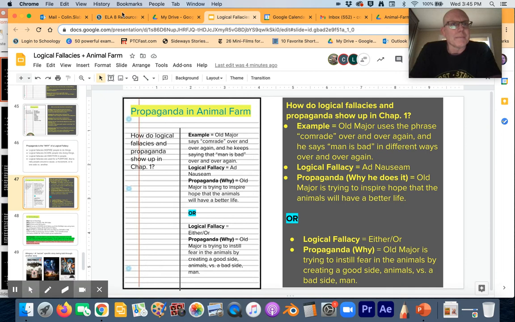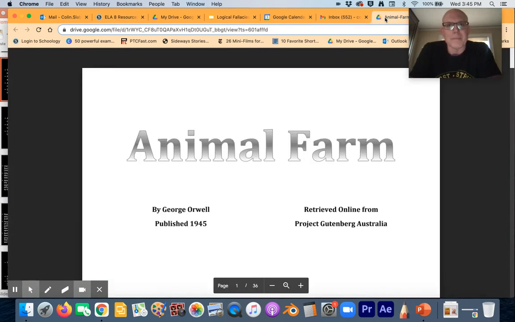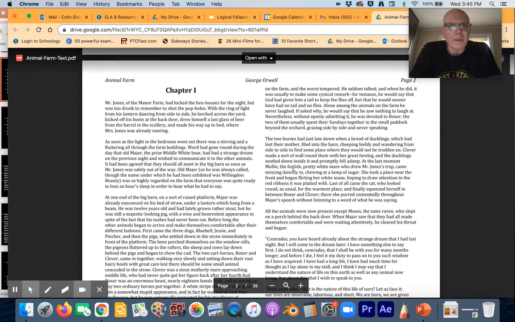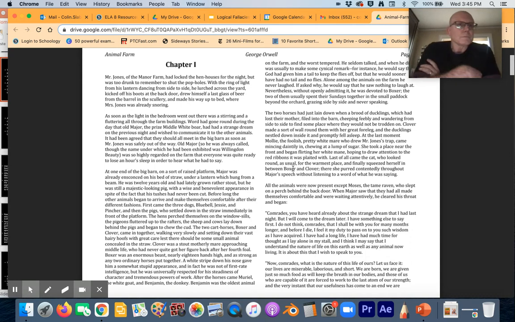All right, here we go. Animal Farm, Chapter 1. Mr. Jones of the Manor Farm had locked the hen houses for the night, but was too drunk to remember to shut the pop holes. With the ring of light from his lantern dancing from side to side, he lurched across the yard, kicked off his boots at the back door, drew himself a last glass of beer from the barrel in the scullery, and made his way up to bed, where Mrs. Jones was already snoring. All right, he drinks.